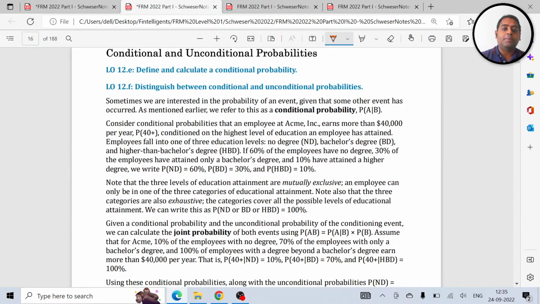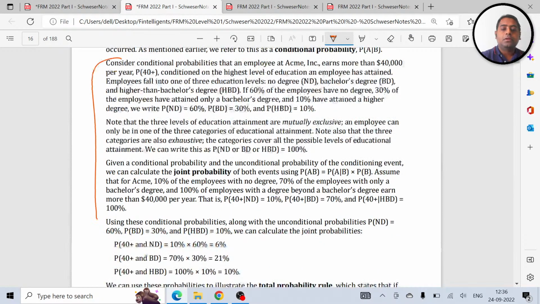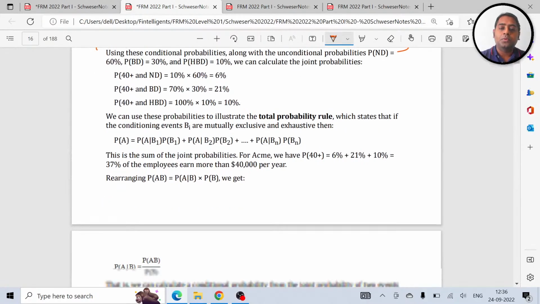Joint probability, this part. How do they calculate this joint probability? The logic has to be clear. If you're able to create a tree, then this will not be a challenge for you.